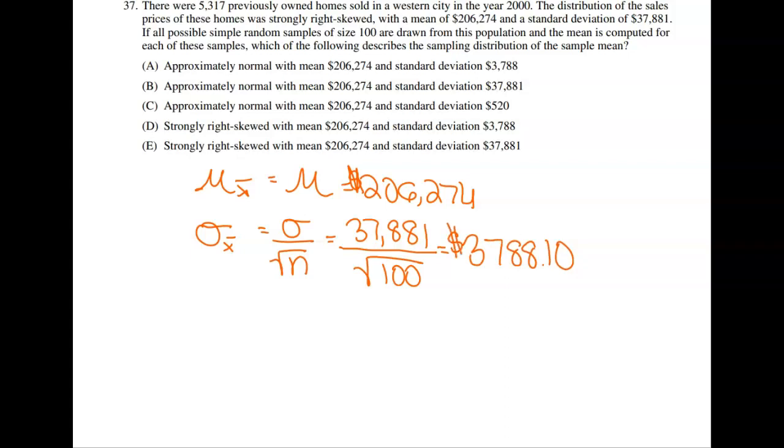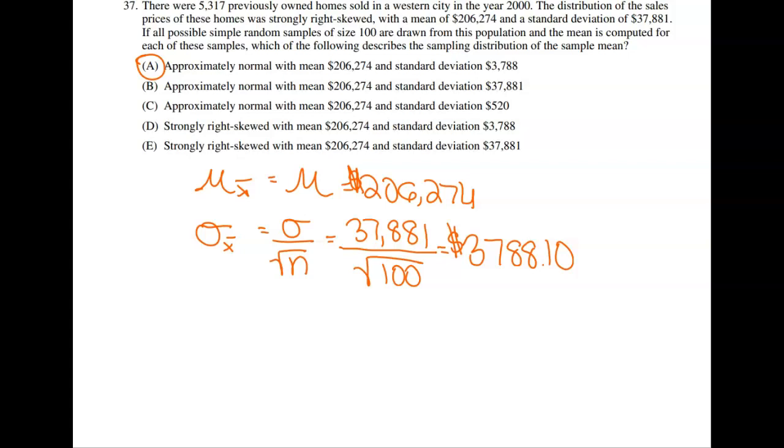Our sample size is 100. We can say that this is approximately normal because our sample size is greater than 30. So we're going to say it's approximately normal with a mean of $206,274 and a standard deviation of $3,788.